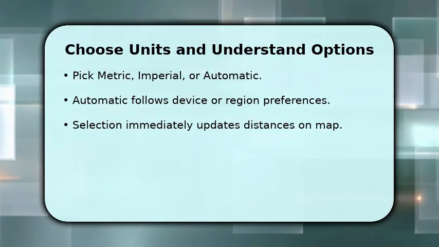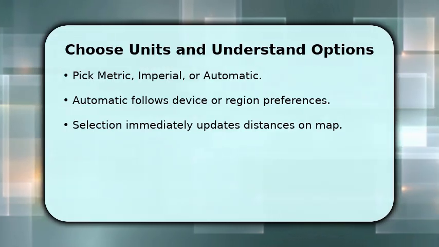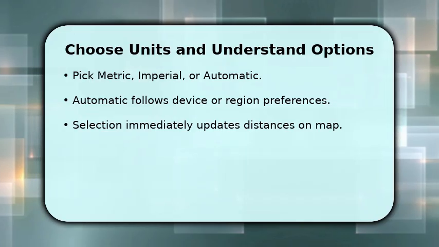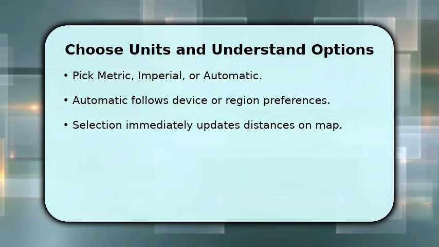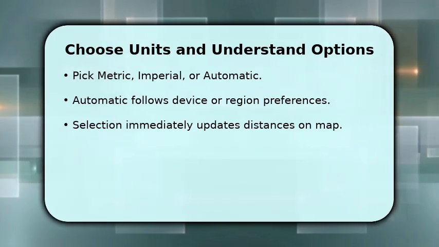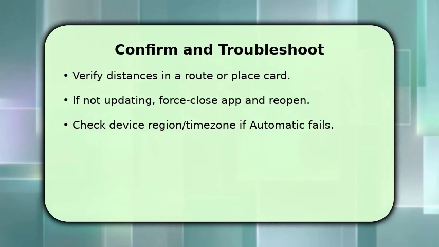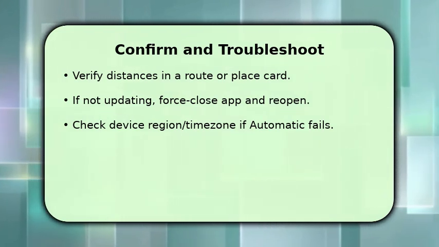Once you tap your choice, Maps updates distances in directions and measurement labels instantly without restarting. If you use both phone and tablet, repeat on each device. Remember why this matters. Confirm the change by searching a route or tapping a place card and checking distance labels. They should reflect metric or imperial immediately.